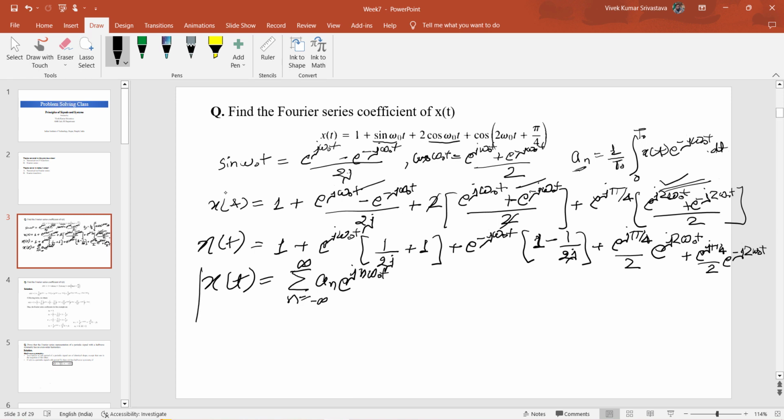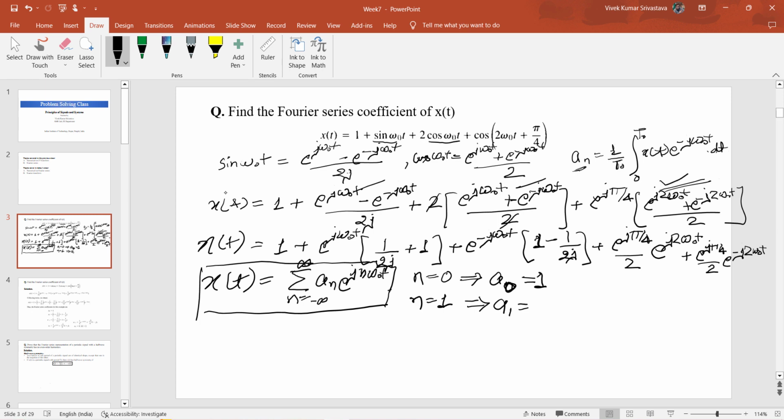Okay, that is basically representing the complex exponential Fourier series. So now by comparing these two, we can say that when n is equal to 0, this represents the Fourier series coefficient a of 0, which will be equal to 1 here. Now when n is equal to 1, the factor will be a1, which is nothing but 1 plus 1 over 2j.